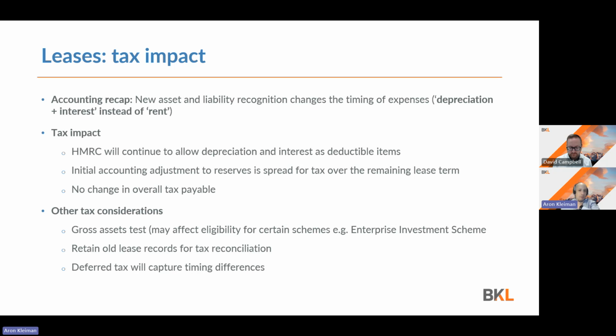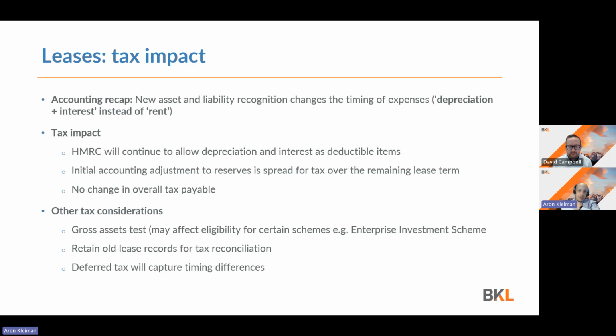Let me just flag what we mean there. So a new asset and liability changes the timing of expenses, and we've got this depreciation and interest instead of rent. That was what we said in the accounting bit. So for tax, HMRC would want to see the depreciation on the right of use asset and the interest on the liability still deducted from profits in the year as part of the tax computation.